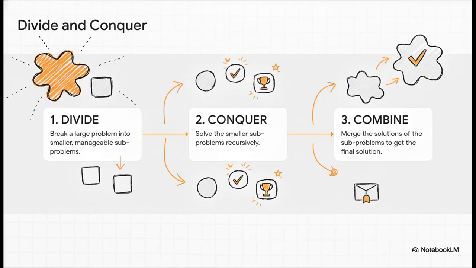The logic here is just brilliantly simple. First, you divide a huge, intimidating problem into smaller, more manageable pieces. Second, you conquer by solving those smaller subproblems, often by just applying the same logic over and over. And finally, you combine the solutions from all those little pieces to get the final answer for the original big problem. So many famous algorithms, like merge sort, are built on this powerful idea.